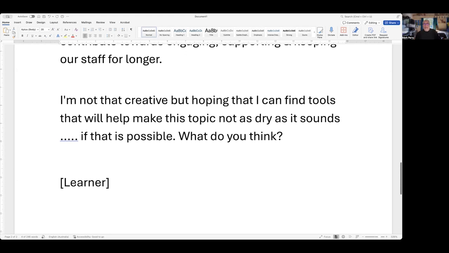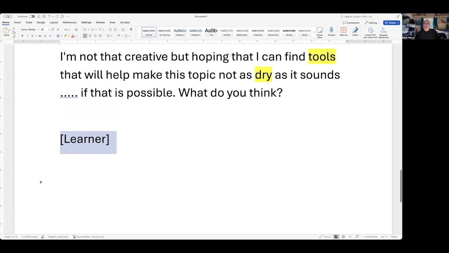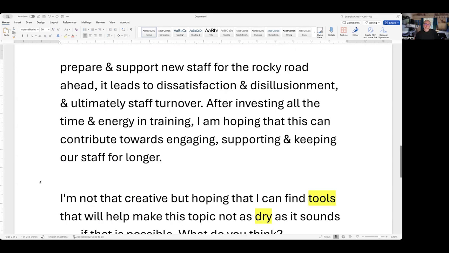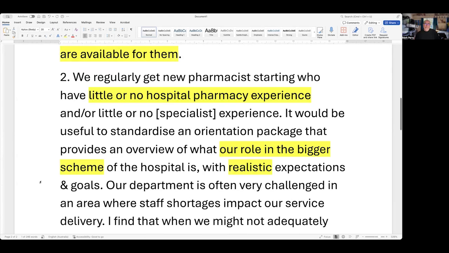I'm not that creative, but hoping I can find tools that will help make this topic not as dry. I might just highlight tools and I'll highlight dry. If that's possible, what do you think? Signed, our learner. Okay. So I did ask if I was able to share my response more broadly because I think there's value in just talking through in everyday language. What are we up against?